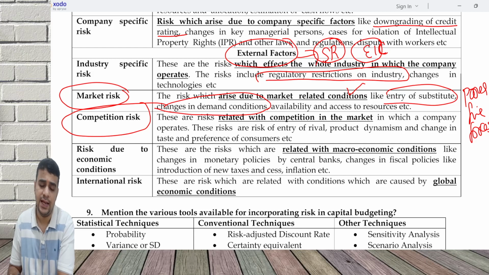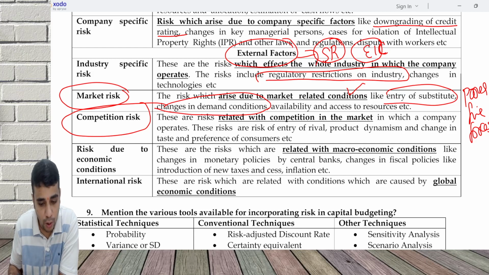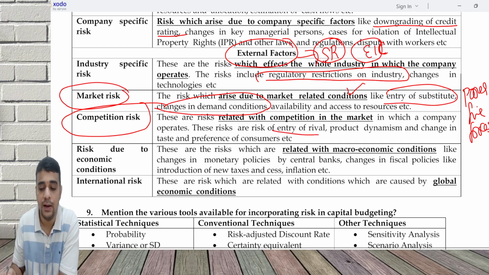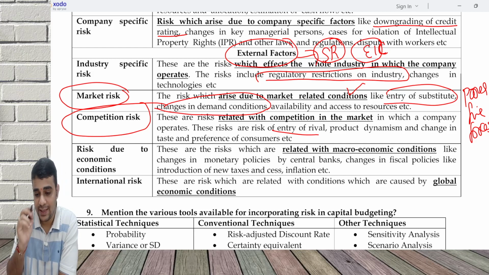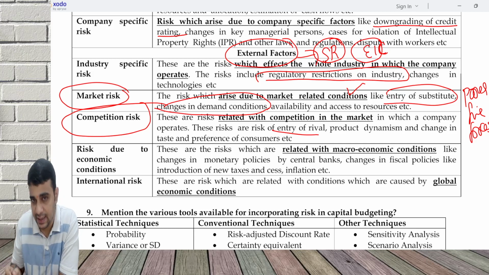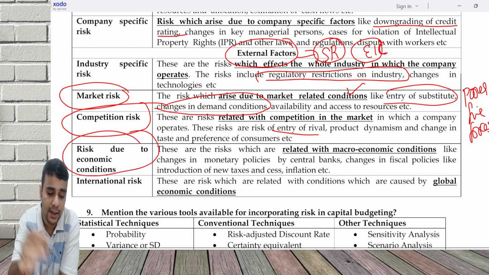These are risks related to competition in the market in which a company operates. These risks are due to entry of rivals, product dynamism, and changes in taste and preference of consumers. I said EIC: economy, industry, and company. Company we saw earlier, industry we have discussed, economy, risks due to economic condition.